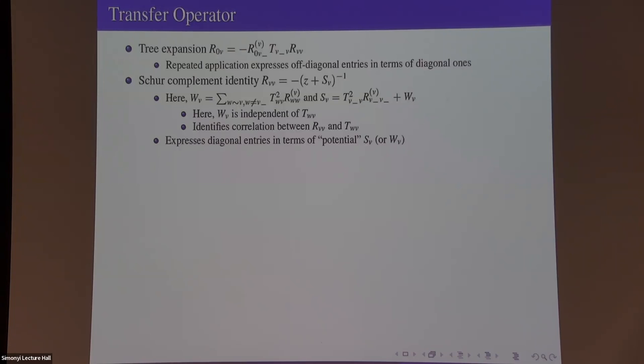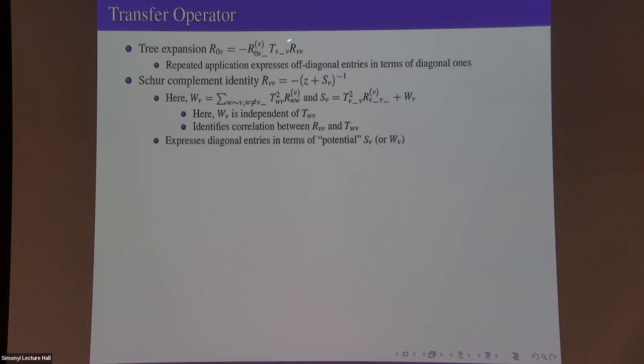Okay, so this is some explicit formula. Again, this is a purely deterministic statement. In principle, if I iterate this, I can write this as this times this times this, and I can write this as this times this times this, and I keep going, so I can iterate this and write everything in terms of purely diagonal resolvent entries. And then the second thing is the Schur complement identity, which gives me some formula for these diagonal resolvent entries.